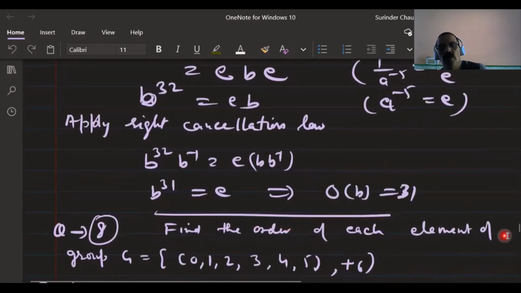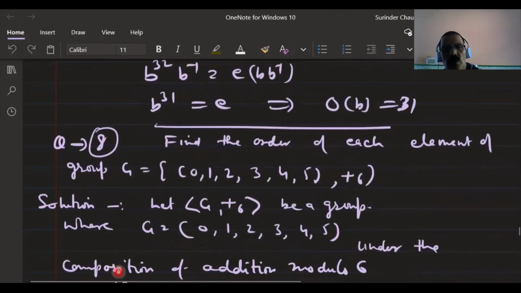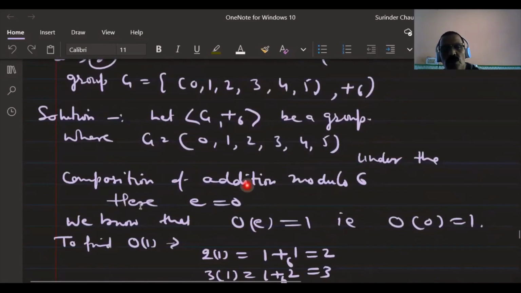Find the order of each of the elements of the group G consisting of 0, 1, 2, 3, 4, 5 under addition modulo 6. G with binary composition addition modulo 6 is a group. G consists of 0, 1, 2, 3, 4, 5. Under the composition addition modulo 6, here 0 is the identity element. We know the order of the identity element is 1. So order of 0 is equal to 1.